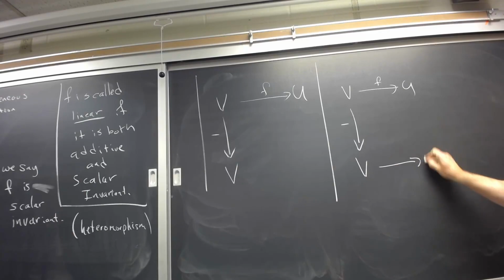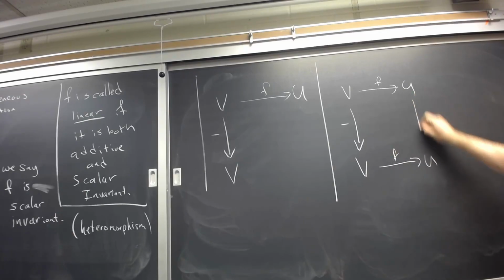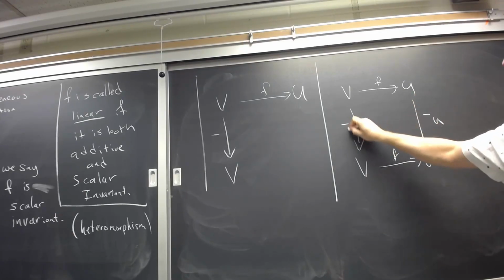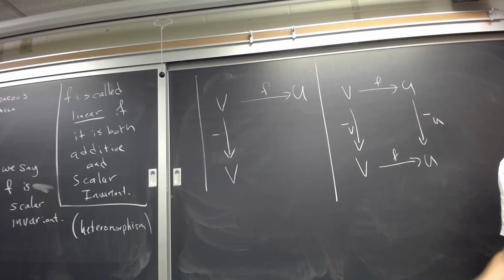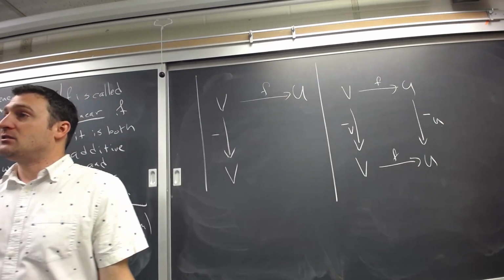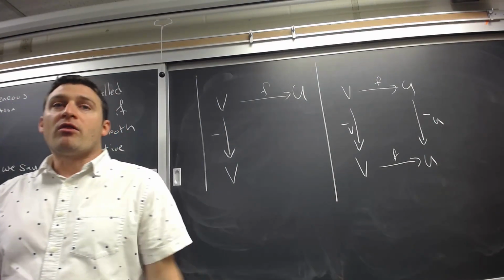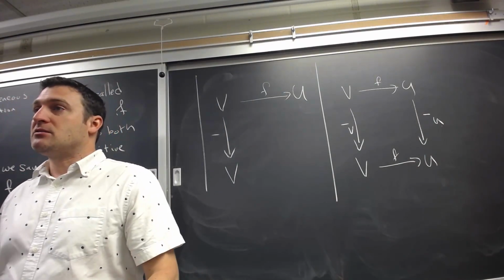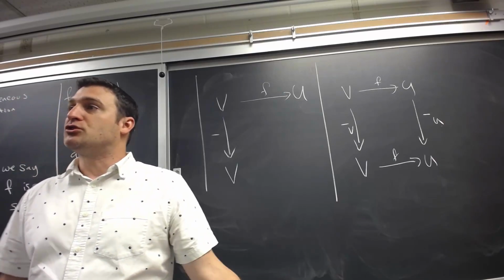I can put F down here, and I could ask for the negation in U, right? That's something I could now write, because I know that my vectors are going to have negatives. So I might as well compare. Are the negatives for the vector spaces compatible? That's our general jargony thing.